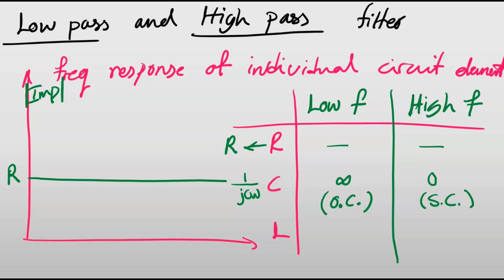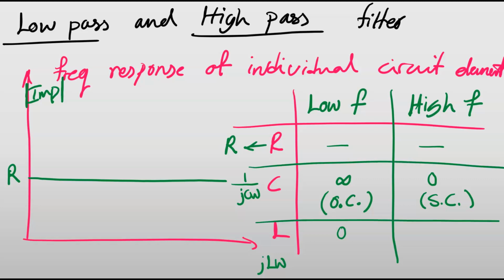Now let's see what we have for an inductor. For an inductor, we show the impedance by jLω. So you can see if frequency is low, then jLω is a very small number. If ω approaches 0, the impedance also approaches 0. So this time we can model our inductor by a short circuit because its impedance is very close to 0. And at high frequency, as ω approaches infinity, our impedance also approaches infinity, and we can model the inductor by an open circuit in this scenario.